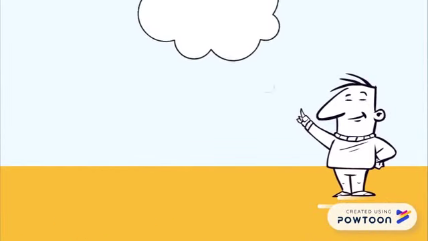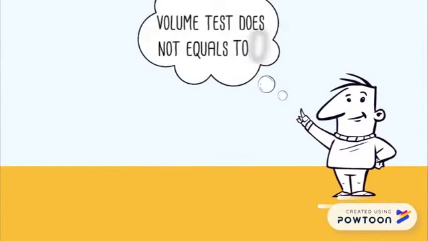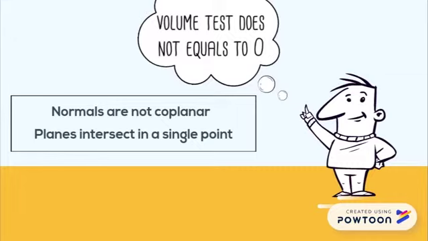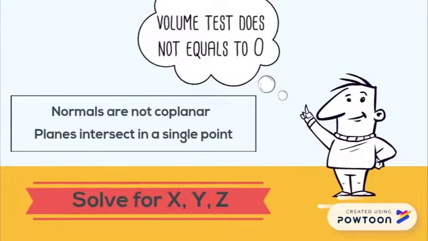Lastly, what if the volume test does not equal 0? The normals are not coplanar and the planes intersect in a single point. We will work with pairs of the equations to eliminate the variables and solve for the unknowns x, y, and z. With the values of x, y, and z, we will know the point of intersection.